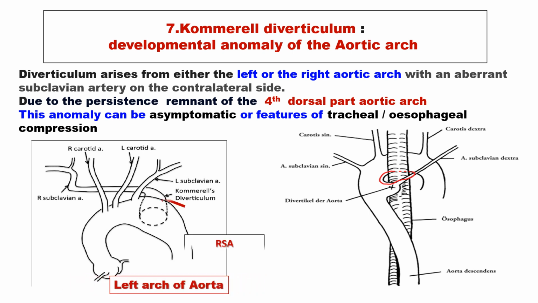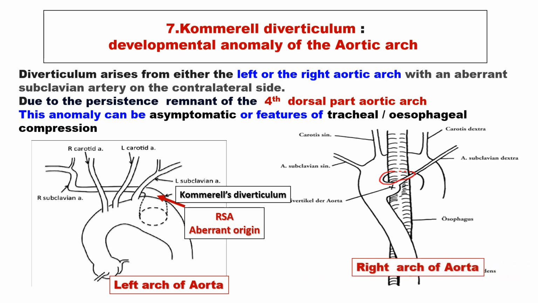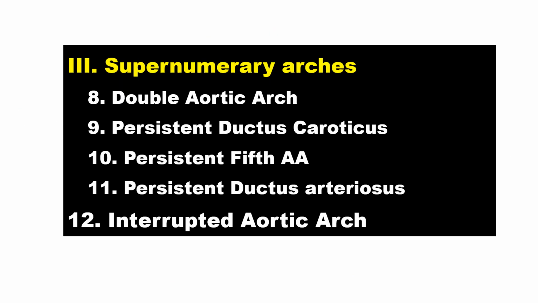Left aortic arch showing the humeral diverticulum and from which arising the right subclavian artery. Right aortic arch artery, where we can see the left subclavian artery and apparent origin from the humeral diverticulum.